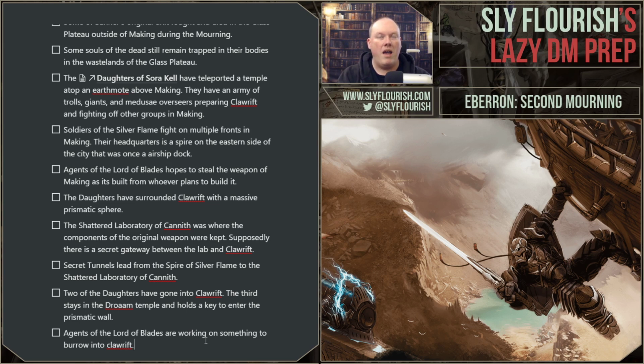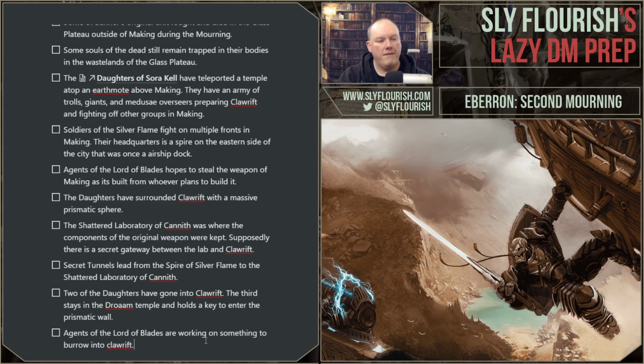The daughters wrap the whole thing in a giant prismatic wall, so that they can prep their weapon and do everything that they need to do. And there are only three ways to get in through the prismatic wall. One is you get the key from the remaining daughter of Sorakal, who's holding the key at the Droam temple atop an earth moat. So you get up to the earth moat, crawl through that, find her, get the key. The key is probably a wand of wonder that if you fire it, will fire all of the beams that are required to break down the prismatic wall for a short time. Each of the daughters has a key, but they're the only ones that do.